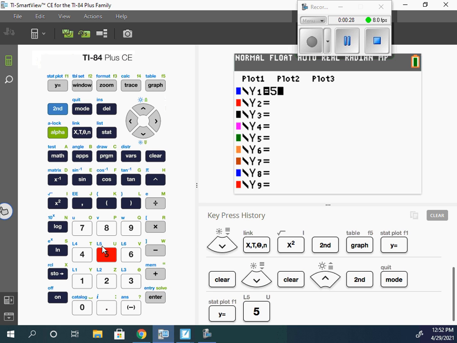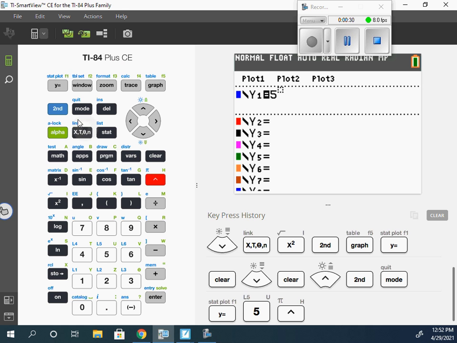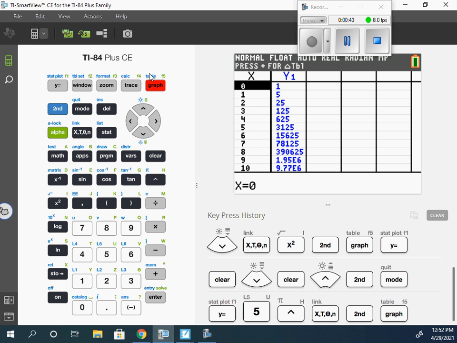Let's do 5 to the x. And this would be considered an exponential function because we have a base of 5 and the variable is in the exponent. Now, if we look at the outputs that this function has, when x is 0, it has an output of 1. When x is 1, it has an output of 5. Then 25, 125, 625, 3125, 15,625, 78,125, and it continues on.